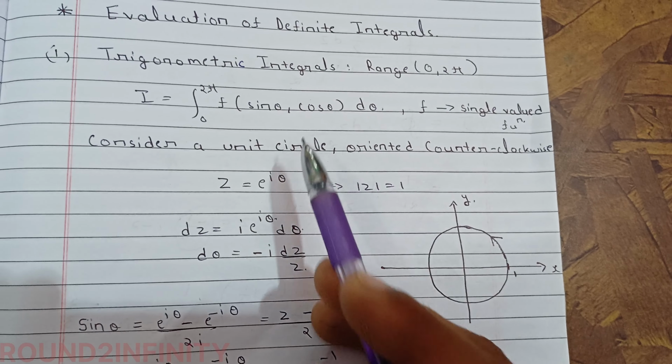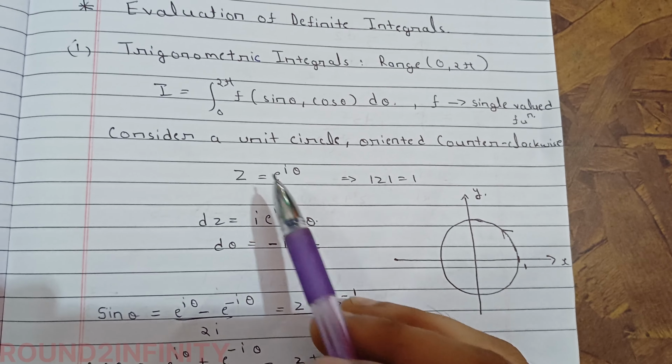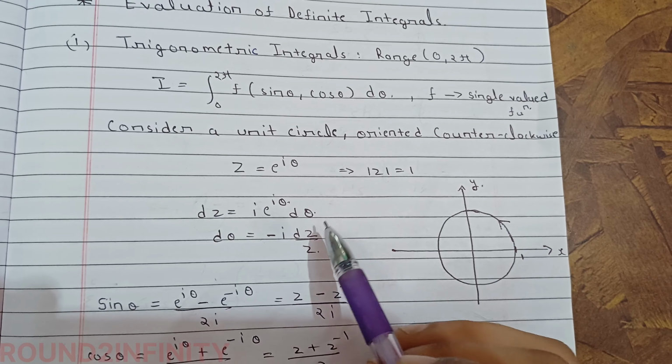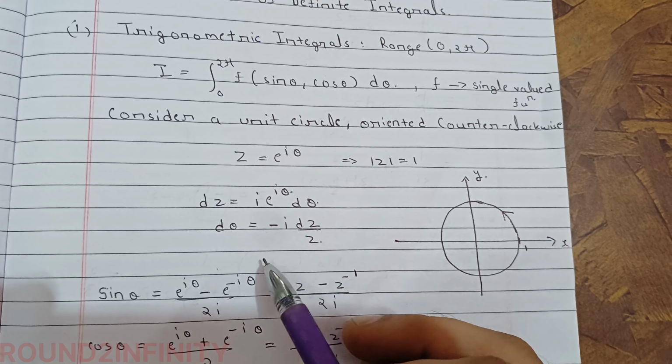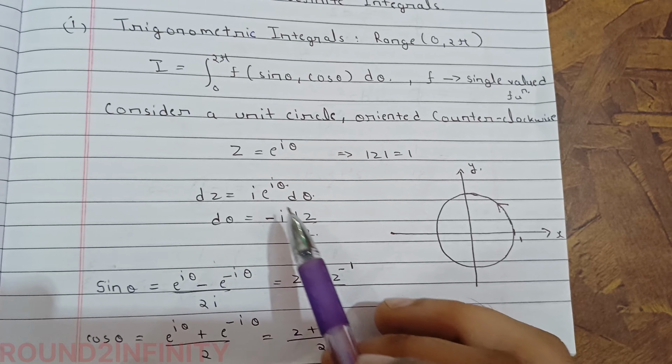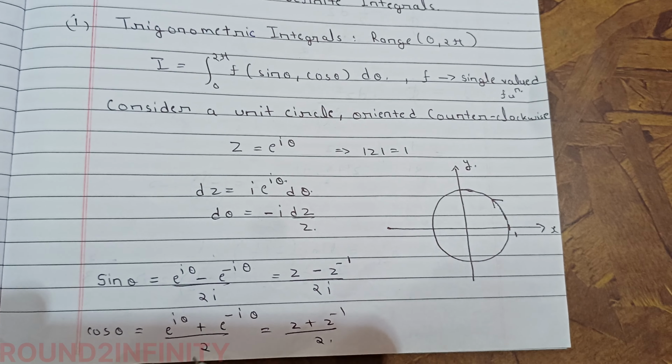Now you can solve this. Let's see how we can solve it using these conditions. From here dz will be i exponential i theta d theta, just simple differentiation, and from here d theta will be minus i dz by z. This exponential i theta is nothing but z, so it will give you d theta equal to this.